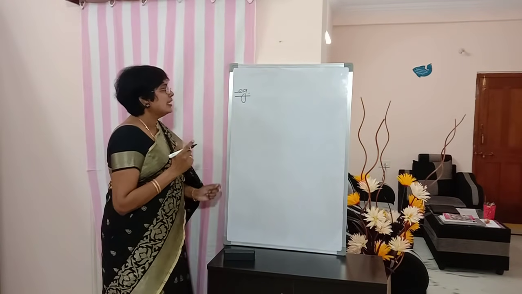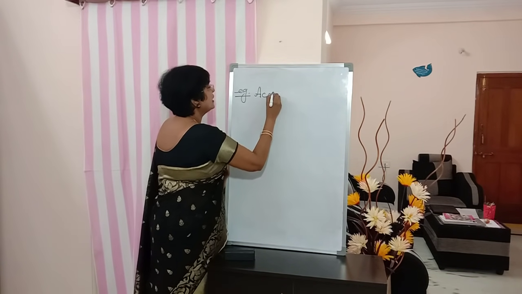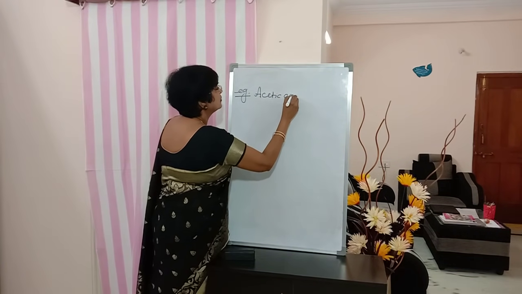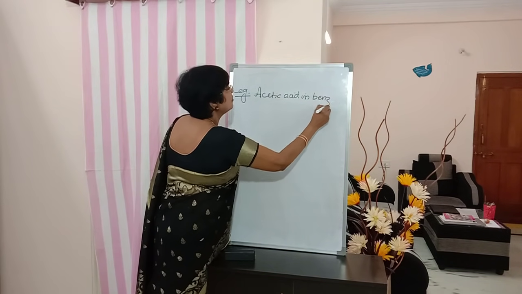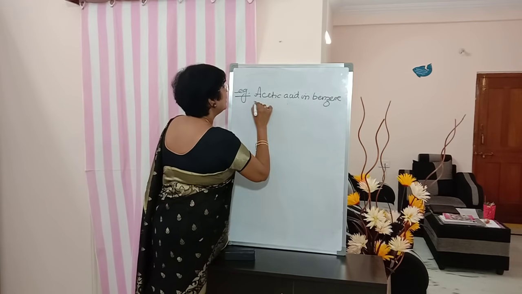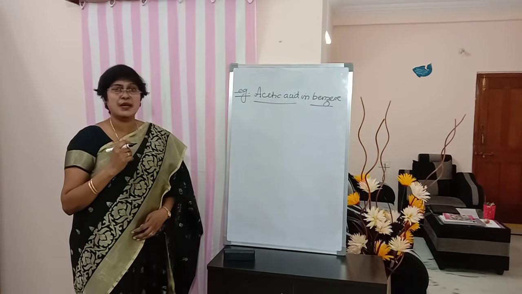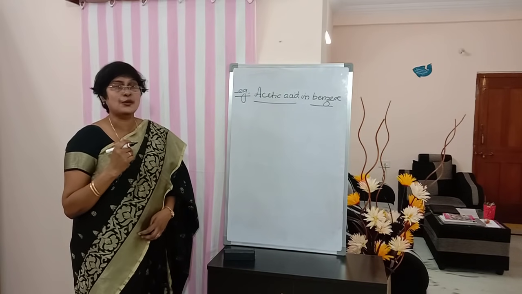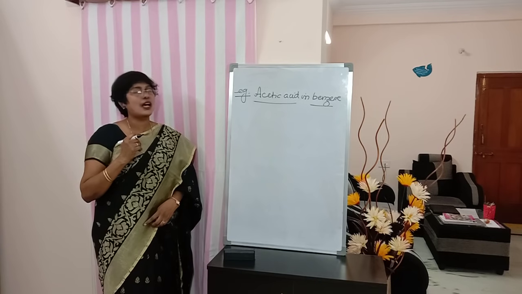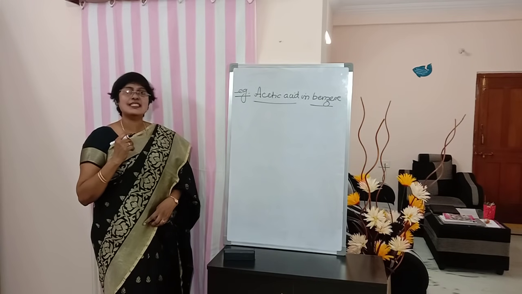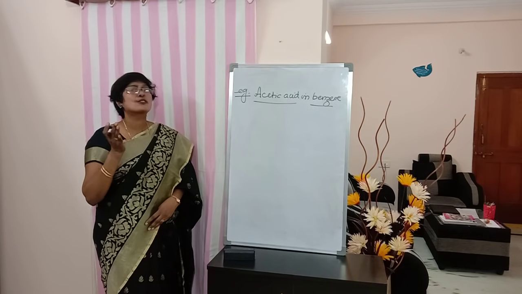Write down the example, students. Example: acetic acid in benzene. Okay, so this is the solution. The solution is made by dissolving acetic acid in benzene. When acetic acid is dissolved in benzene, benzene is the solvent and acetic acid is the solute.